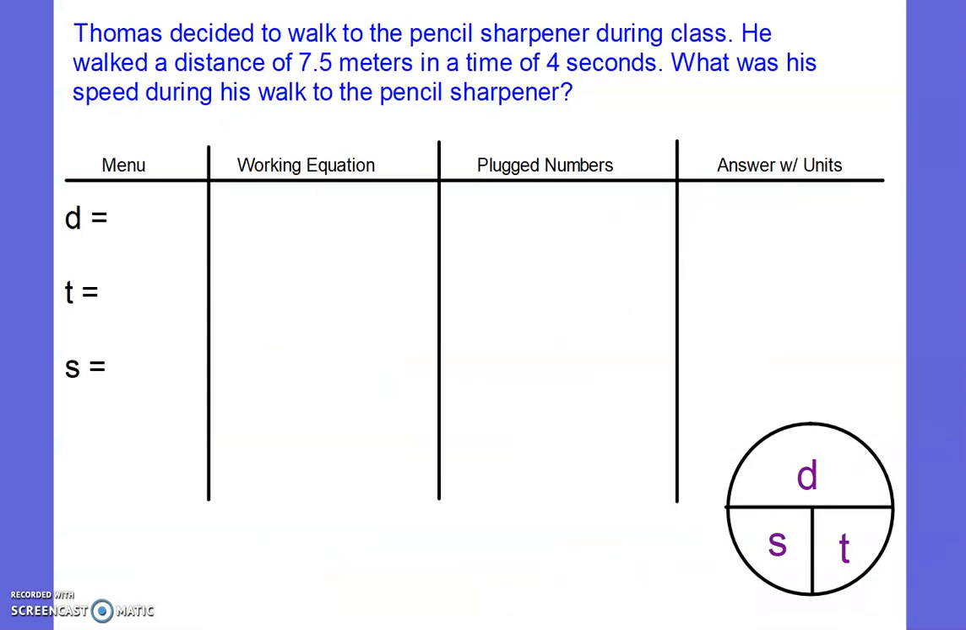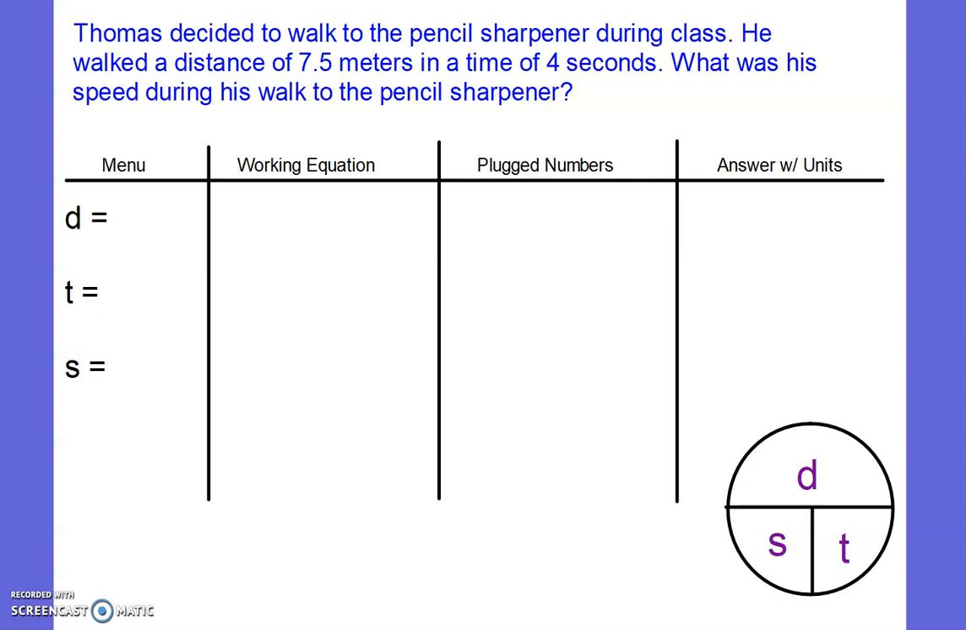Okay, in this first problem, this would be on the other side of your paper, it says that Thomas decided to walk to the pencil sharpener during class. He walked a distance of 7.5 meters in a time of 4 seconds. What was his speed during this walk to the pencil sharpener?